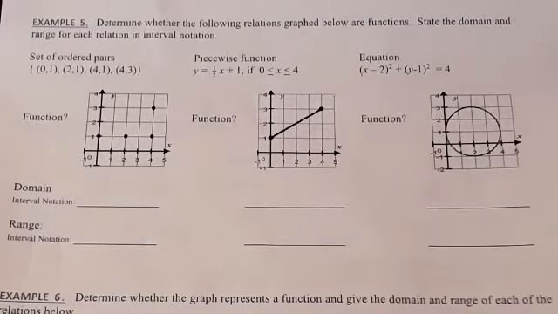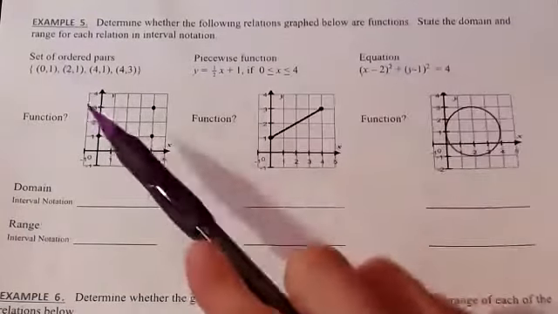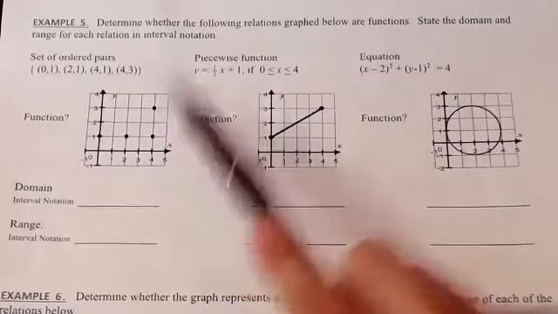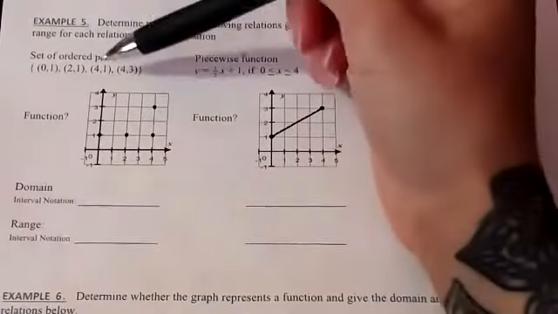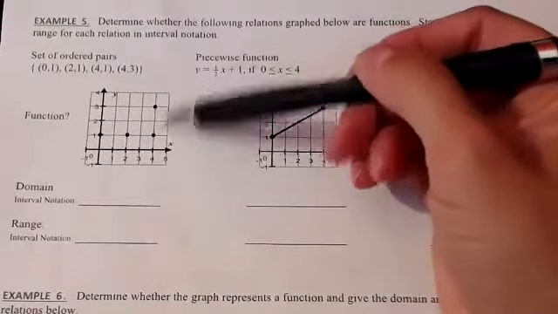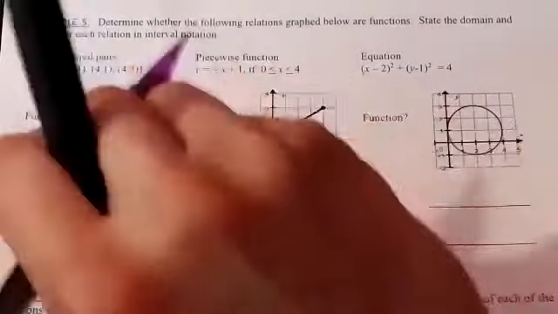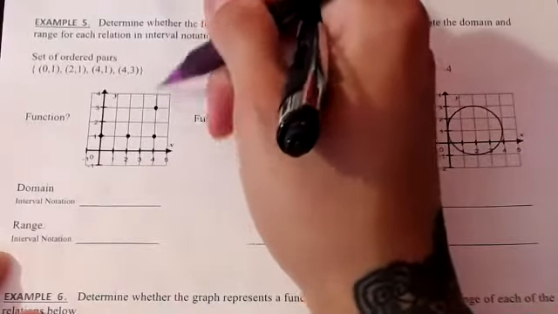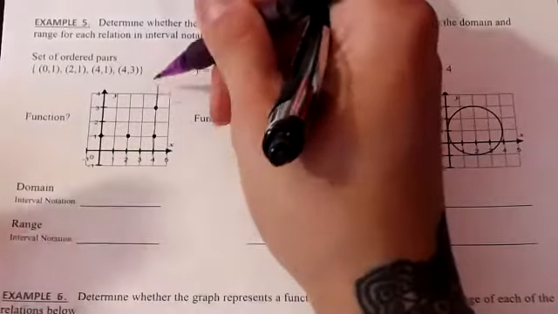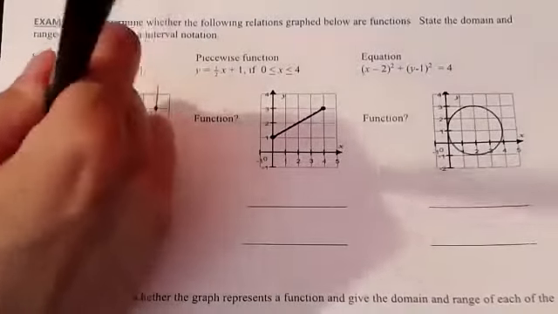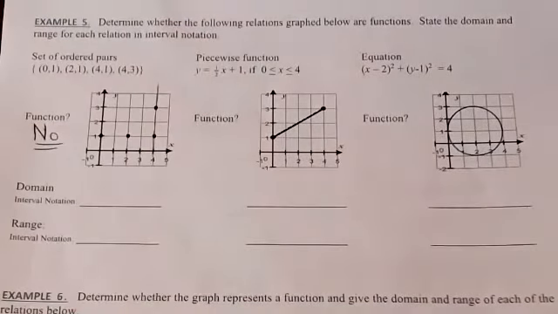Okay, so having said that, notice for our first set of ordered pairs, we have (0, 1), (2, 1), (4, 1), (4, 3). Right away, by looking at either the ordered pairs or the actual points themselves, do you see how this is not a function? The 4 repeats, and also if I drew a vertical line here, it hits our relation at two points. So it fails the vertical line test. So is it a function? No, it is not. But we can still express our domain and range in interval notation.